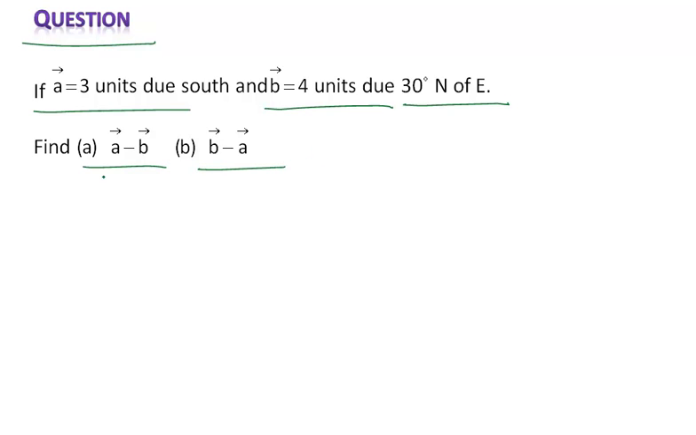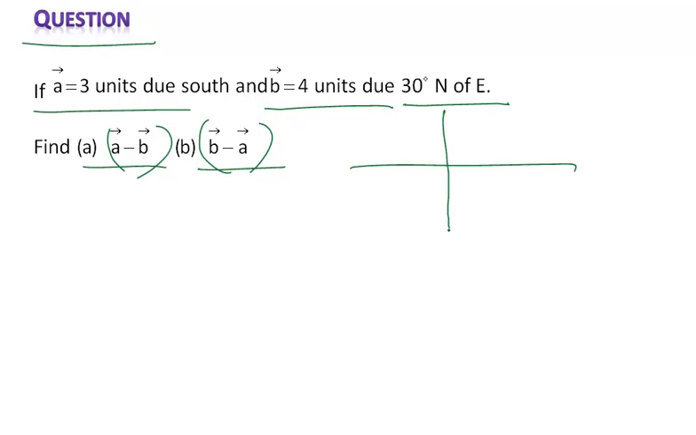Okay, so you can find out just by merely looking at these two things that B minus A is the negative of vector A minus B. That means they both are anti-parallel and they are equal in magnitude. So the situation is somewhere like this.